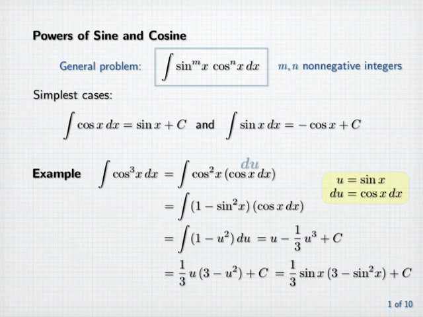So the key to all of this was the fact that after we factored out cosine x, we were left with an even power of cosine. Now this happened precisely because the power of cosine that we started with was odd. And we will see that whenever we have an odd power of sine or cosine, the same general approach will work.